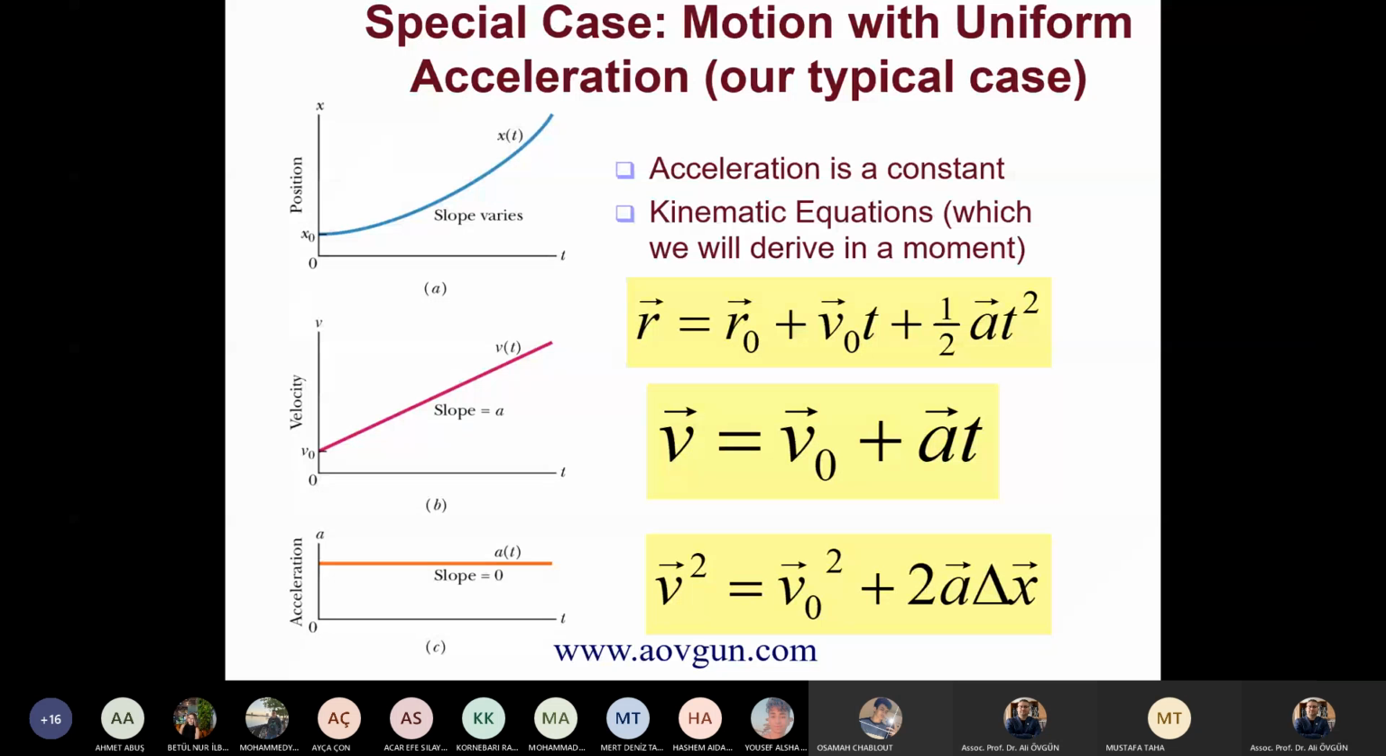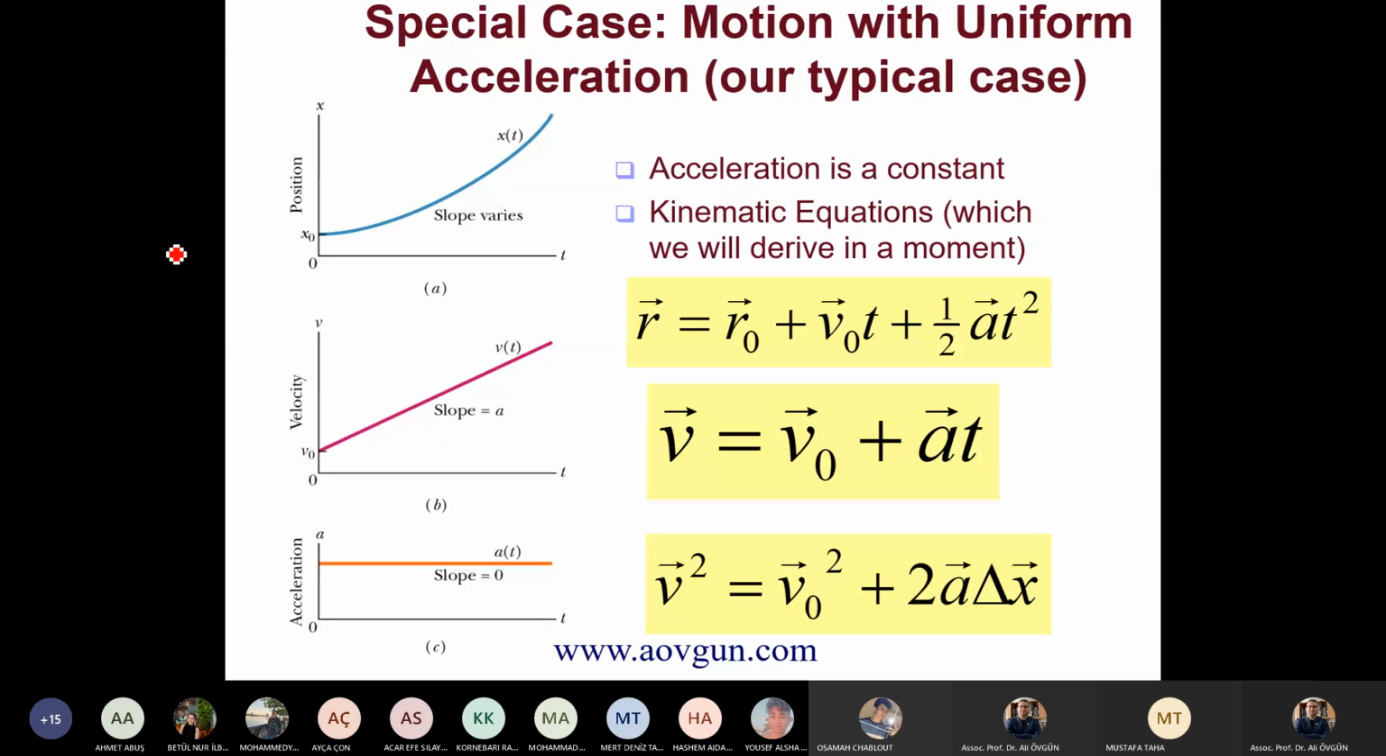So there are also special cases. These equations are very important, and we are always going to use them in this chapter and also in the next chapter. So what are they? This is for motion with uniform acceleration, so for constant acceleration. Acceleration is not changing, only velocity and position are changing. These equations are also known as kinematic equations.